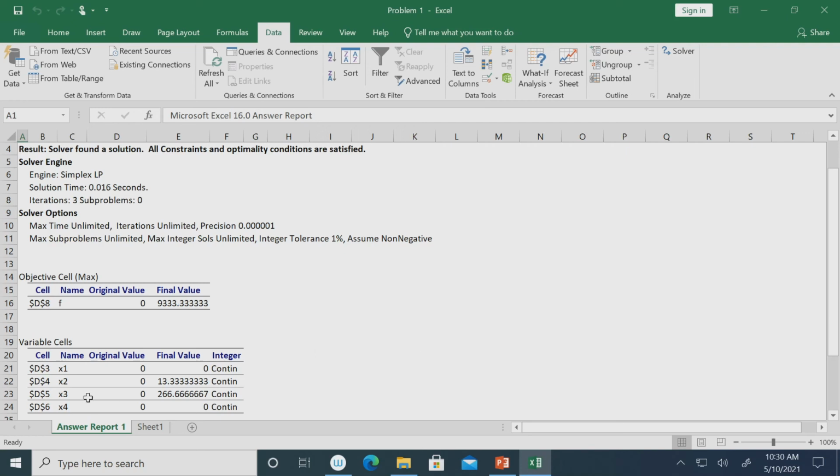So, I got the solution: x 1 equal to 0, x 2 equal to 13.33, and x 3 equal to 266.67. That is the solution we already got, 13 and 267. And x 4 equal to 0. So, x 1 equal to 0, x 2 equal to 13 and x 3 equal to 266.67, or you can say 267 units. Okay. So, that means we got the solution of this particular problem.